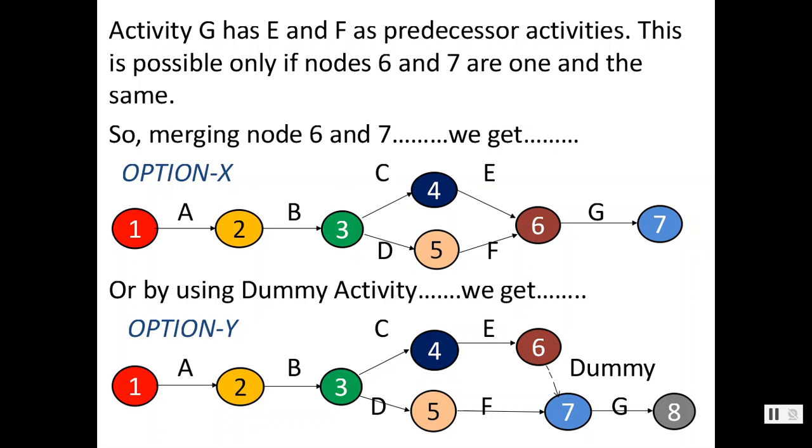Then G is the last activity. It culminates at the last event 8. So any of these two might be the answer thereof.